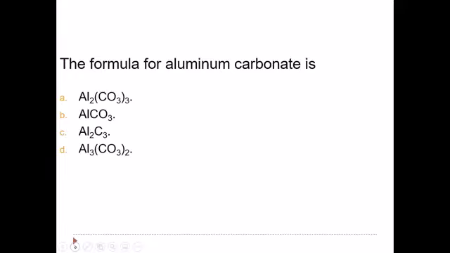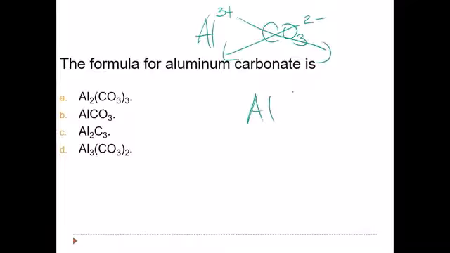Okay, so what is the formula for aluminum carbonate? And I'll help you. This is the carbonate ion, and so your turn. Pause the video, make sure you know how to solve a problem like this. So for aluminum, we have to look at the periodic table for its position. It's in group 3, so Al3+ and carbonate. So then it's Al2(CO3)3. So the correct answer should be A.